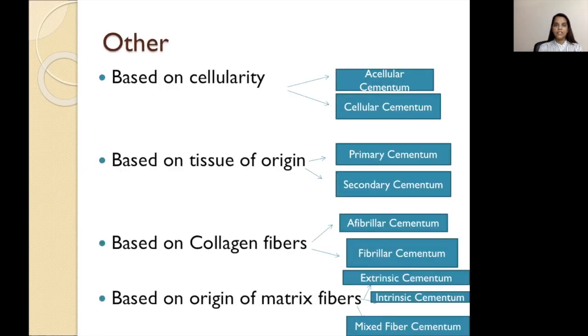Then other classifications are there. Based on cellularity, it can be acellular cementum and cellular cementum. Based on tissue of origin, it can be primary or secondary cementum. Based on collagen fibers, it can be afibrillar or fibrillar cementum. Then based on origin of matrix fibers, it can be extrinsic cementum, intrinsic cementum, or mixed fiber cementum.